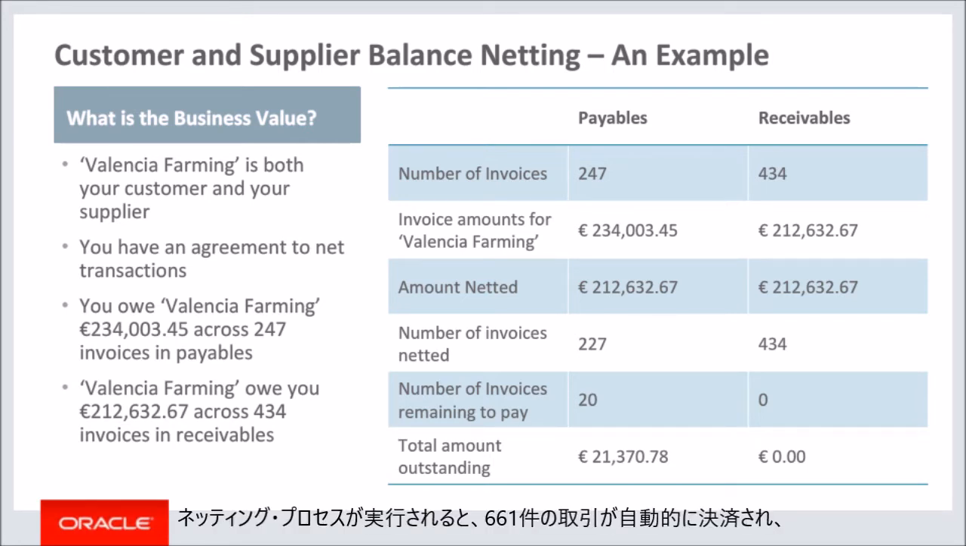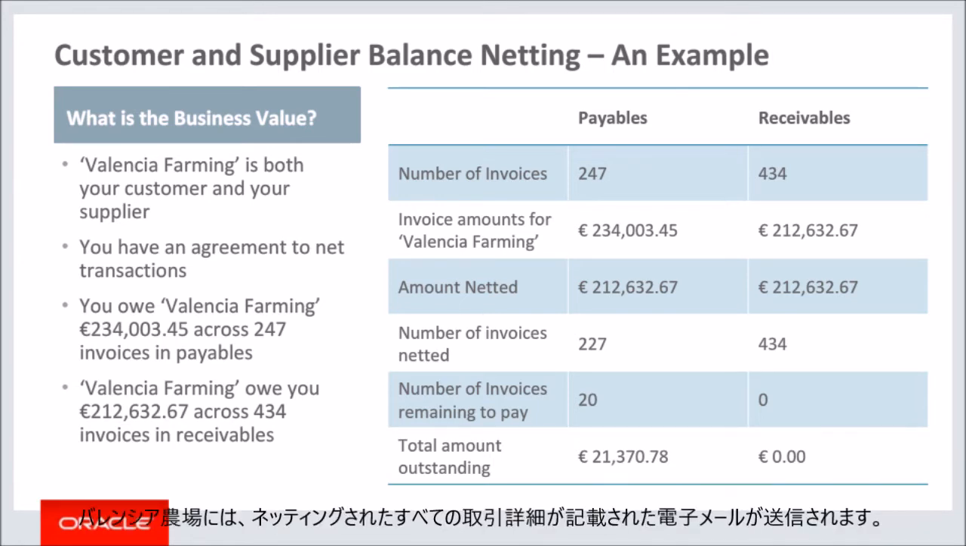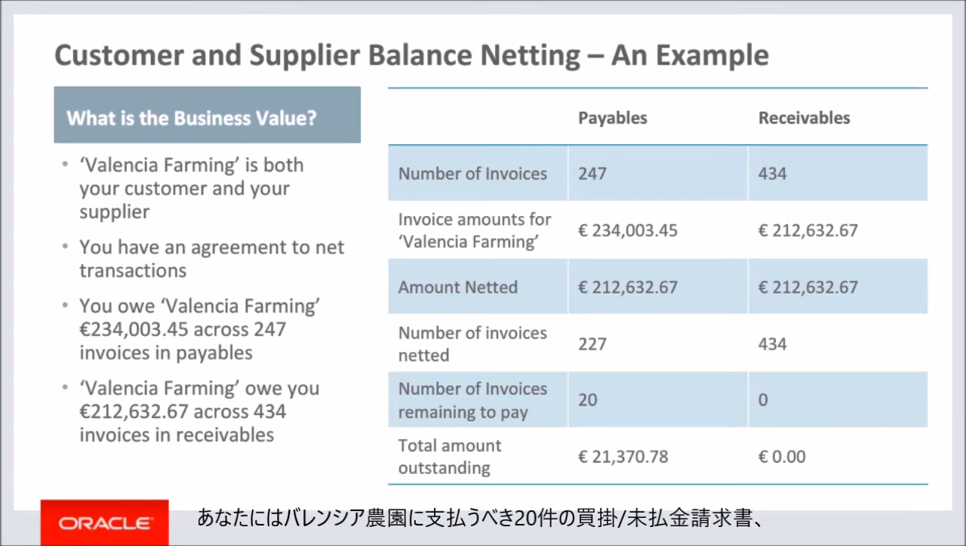Therefore, 661 transactions are automatically settled, and Valencia Farming are sent an email with the details of all transactions that have been netted. You are now left with only 20 invoices and payables left to pay Valencia Farming, which total just over €21,000. You can opt to either pay these separately or leave them as unpaid for a future netting settlement.